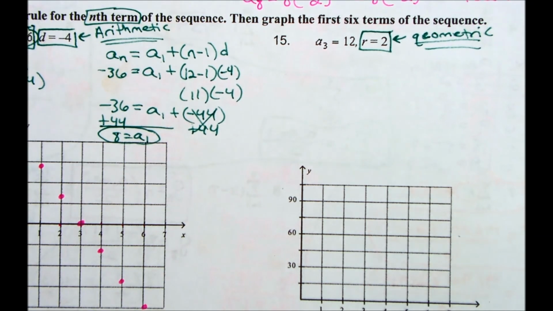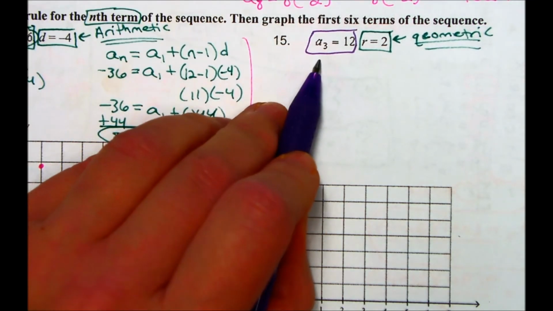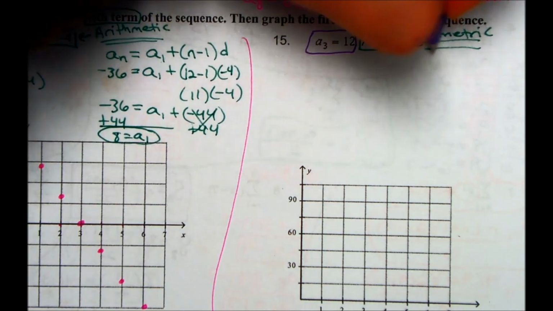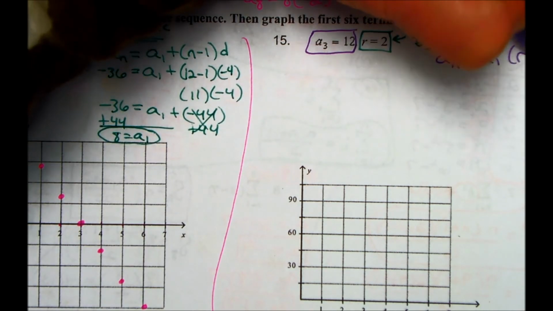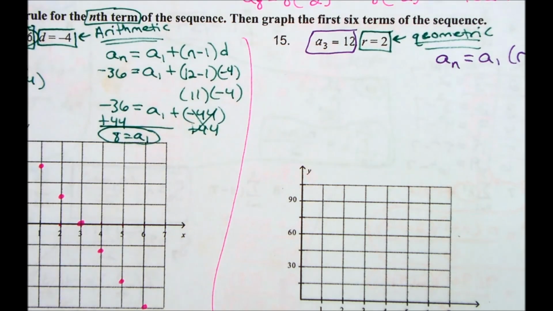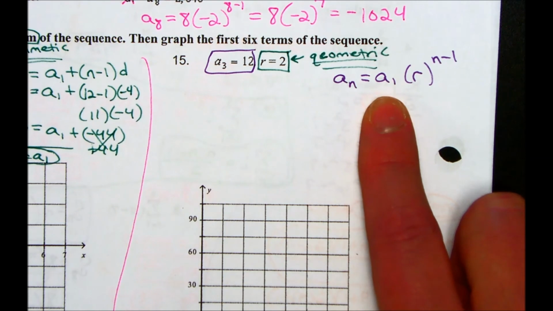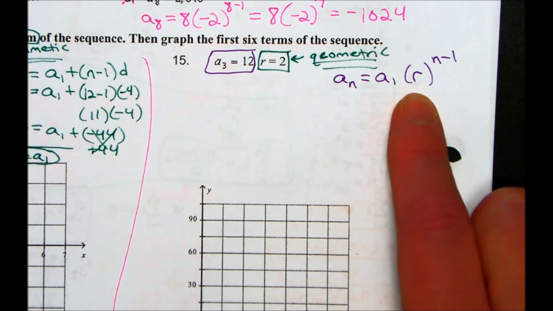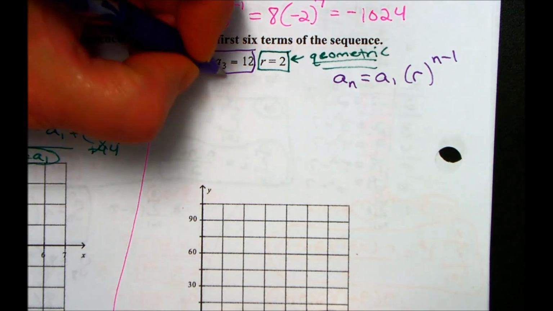So in number 15, we are writing a geometric sequence. This is our third term of our geometric sequence, but again, for the rule, a sub n equals a sub 1 times r to the n minus first power. So there's your rule. So we need to know the first term. Well, we know our r, but we don't know the first term. So we can find it by using the information here.